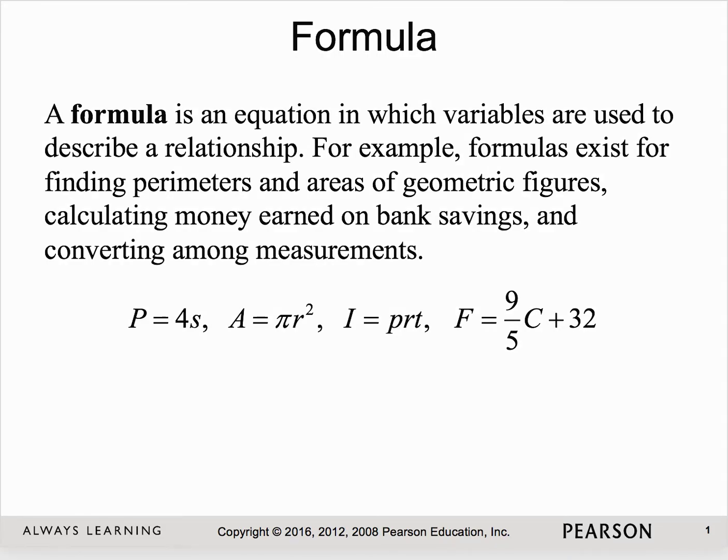Okay, now we're going to look at using formulas. A formula is an equation in which variables are used to describe a relationship. For example, here are some examples. That's the perimeter of a square. It's 4 times each side.